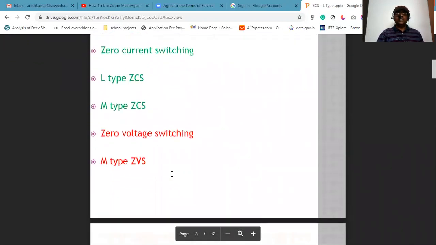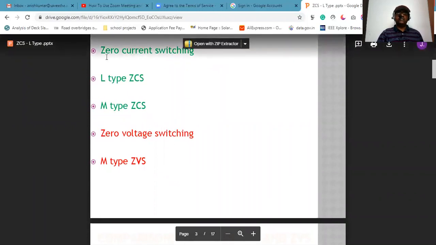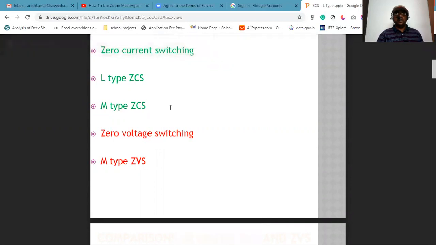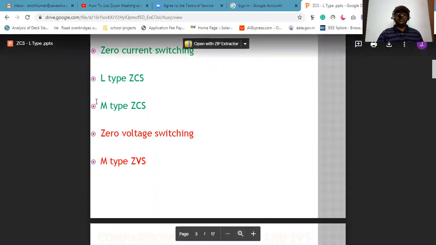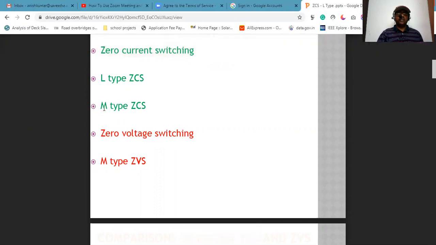In soft switching, there are two types. One is called zero current switching, another one is zero voltage switching. In zero current switching, there are two types: one is called L type zero current switching, the other M type zero current switching. In zero voltage switching, there is one type, that is called M type zero voltage switching.